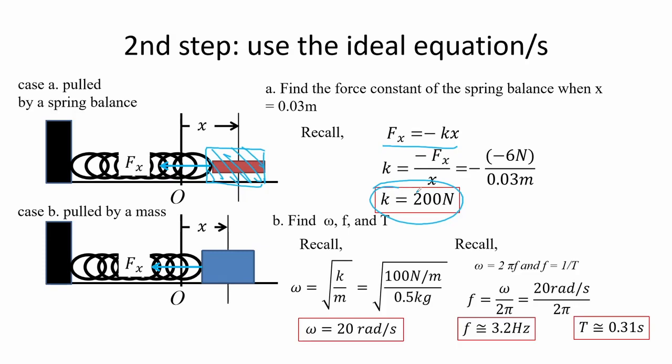For letter B, we find the angular frequency and period. We recall the expression of angular frequency, which is equal to the square root of the ratio k over m. We get that the angular frequency is equal to 20 radians per second. For the frequency, it is equal to the angular frequency over 2 pi. We see that it is about 3.2 Hz, and for the period, which is inversely proportional to frequency, we get T is about 0.31 seconds.